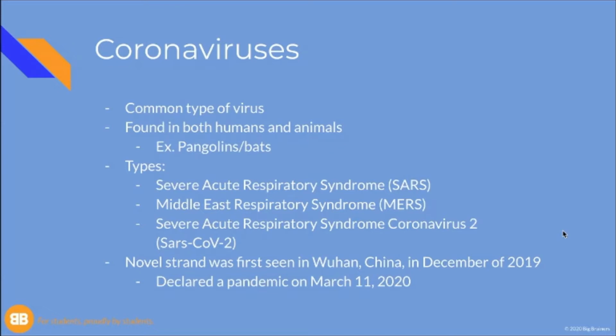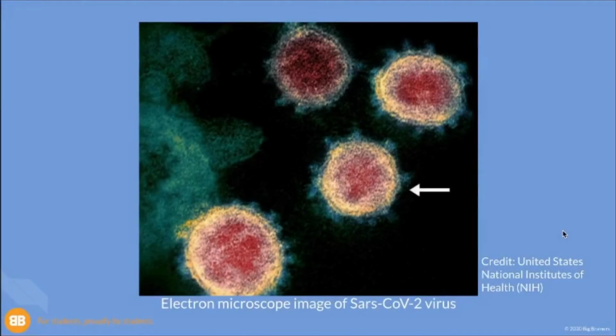Two of the most well-known types of coronaviruses are SARS, which caused an outbreak in 2002, and MERS, which caused an outbreak in 2012. The SARS-CoV-2 strand, named after its resemblance to the SARS strand, was first identified in Wuhan, China, and was declared a pandemic on March 11, 2020 by the World Health Organization. SARS-CoV-2 is the seventh known strand of coronavirus to have the ability to infect humans. Here you can see an image of the SARS-CoV-2 virus taken using an electron microscope.